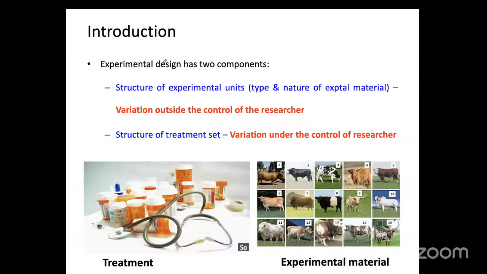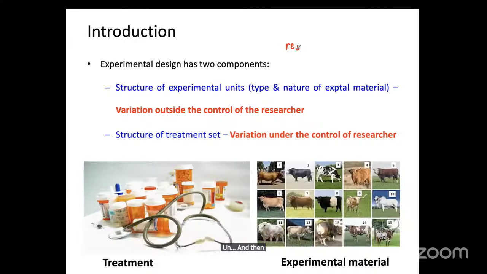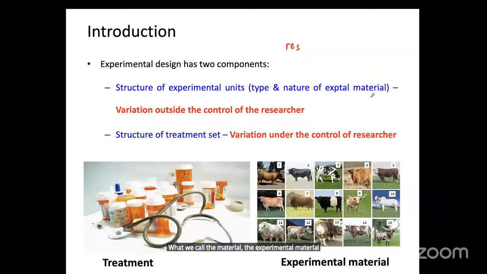There are two things we talked about yesterday. We talked about the response, and then we talked about the predictors or the explanatory variables. In terms of experimental design, we are mainly interested in two components. There is what we call the experimental material that you're going to use. This depends entirely on the type of experiments that you do.